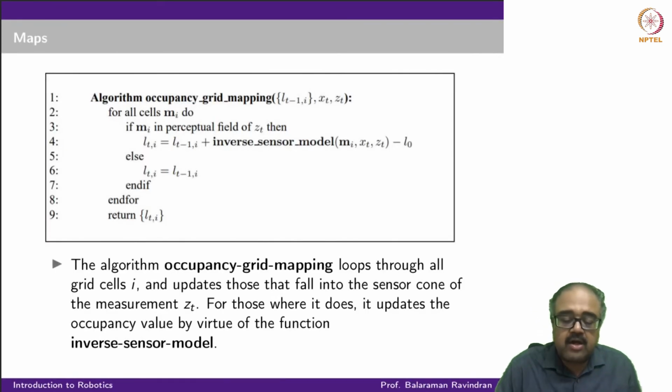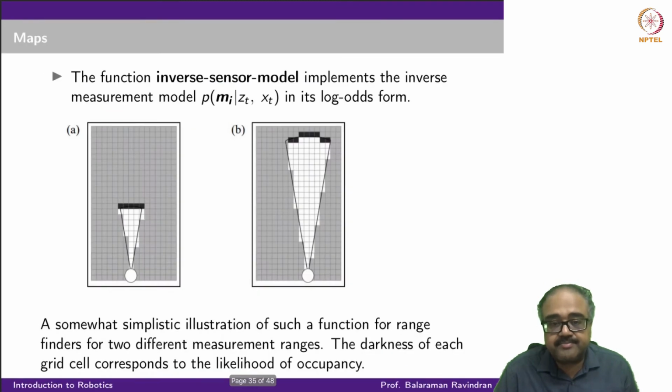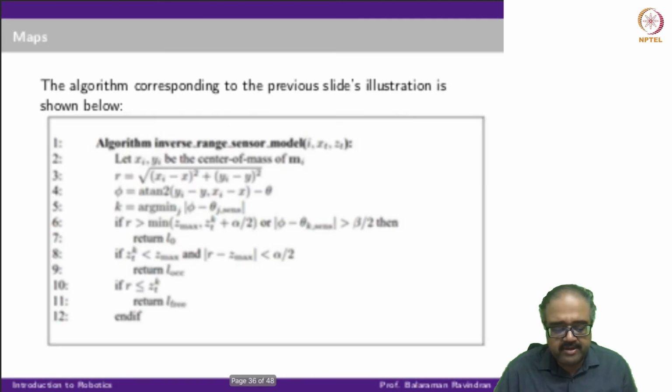So instead of saying the log odds of the inverse model, I can just say the inverse model here and learn the inverse model in terms of the log odds. Okay, and so here you can see that everything that is white means it is free, everything black means it's occupied, everything gray means I don't know really. Okay, so how do we go about doing this?